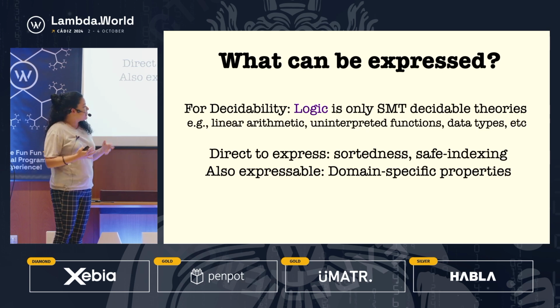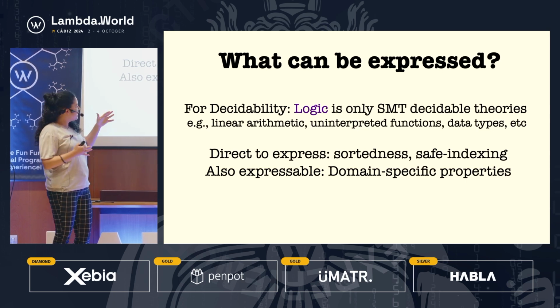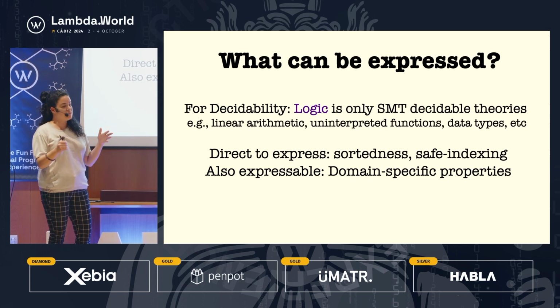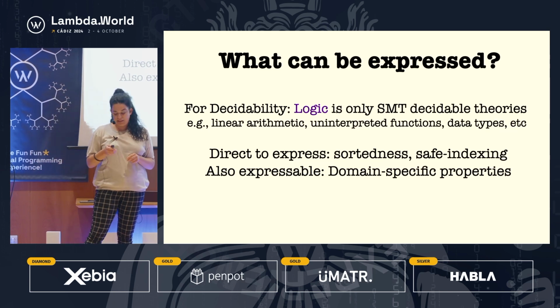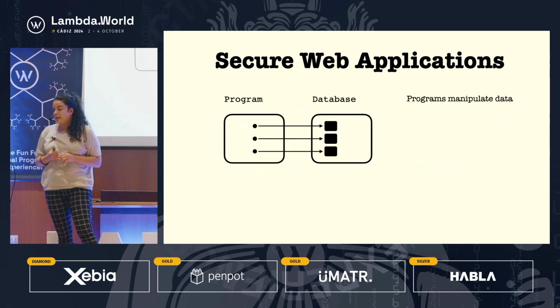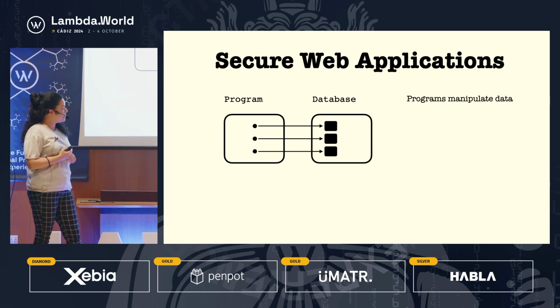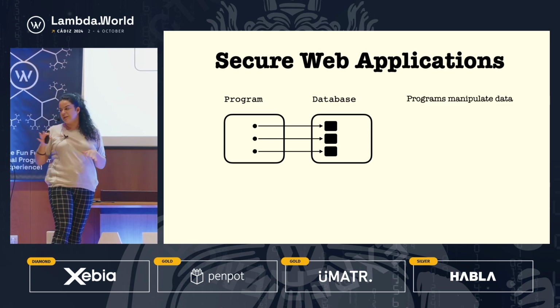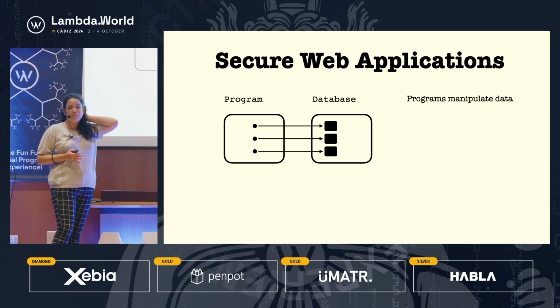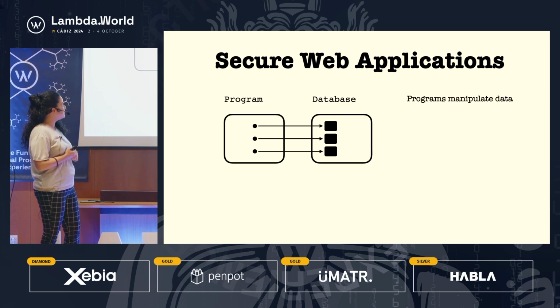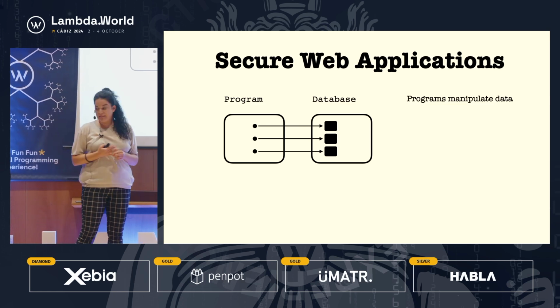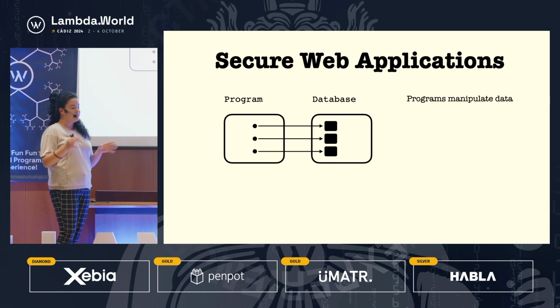And now what I like to work on is pushing the expressiveness of refinement types to other domain-specific properties. And an area that I really like working on is secure web applications. And the reason why I like verifying in this area is mostly because the properties in the security domain are very well defined. And I'm going to tell you an example of this very well-defined property.